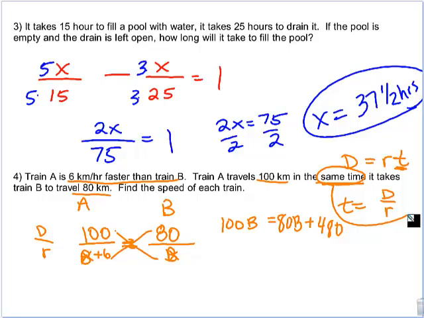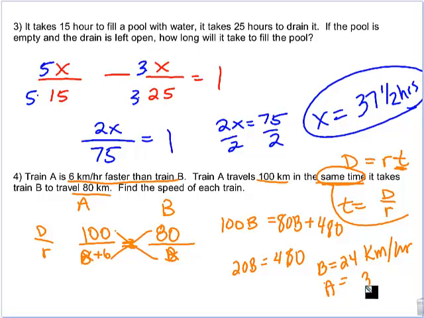How do you solve this then? Subtract the 80, so now we have 20b is equal to 480. So it's b equal to 24. So train B is going 24 kilometers per hour. That's why I changed the variable to b, because at the end we know exactly which train is traveling at that speed. Okay, so if train B is going at 24 kilometers per hour, what's train A going at? 30. Yeah, 30 kilometers per hour.